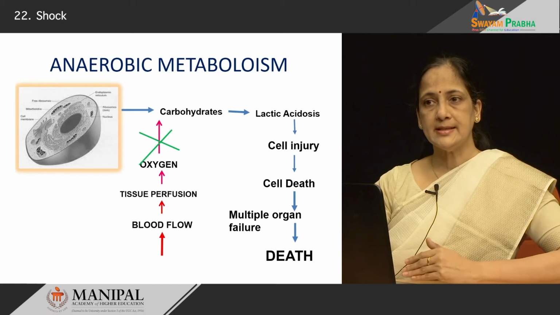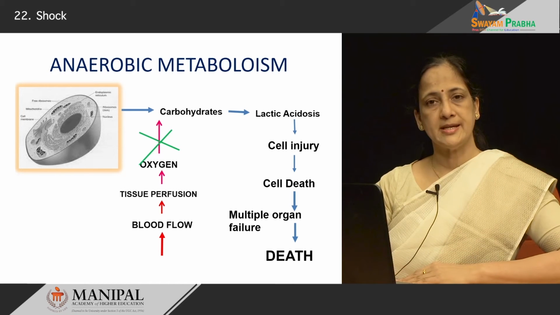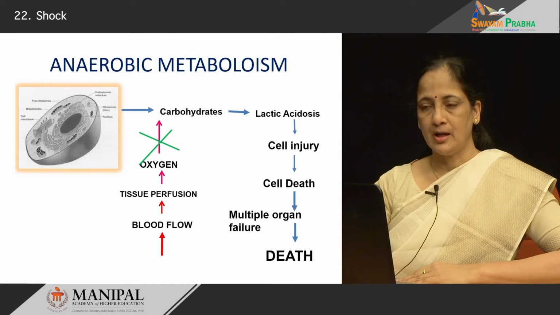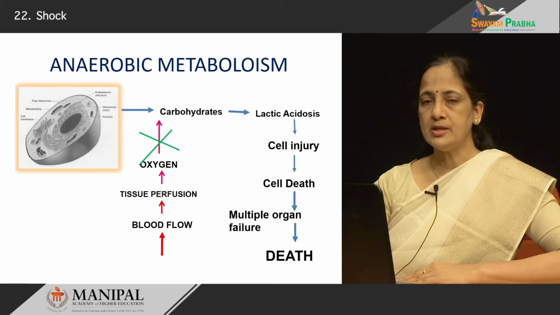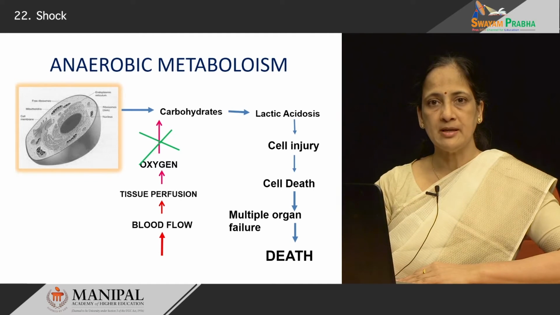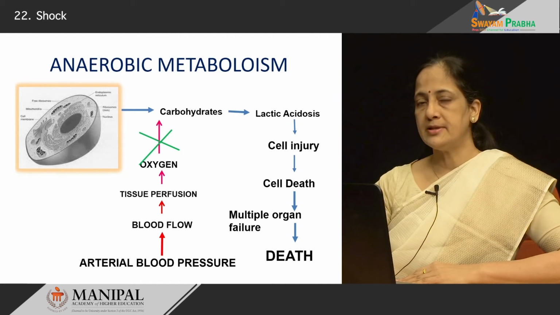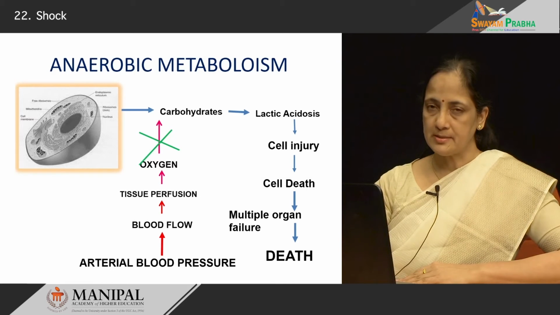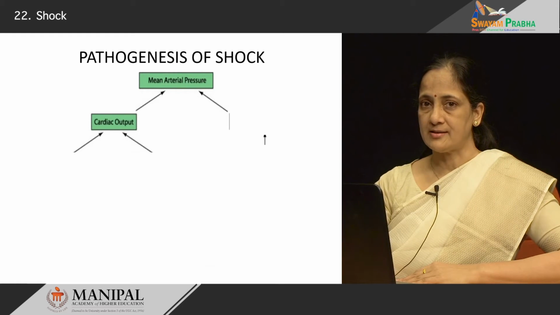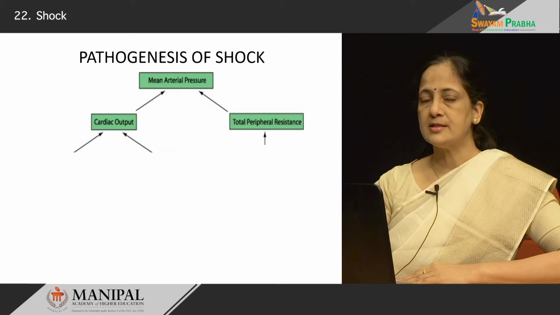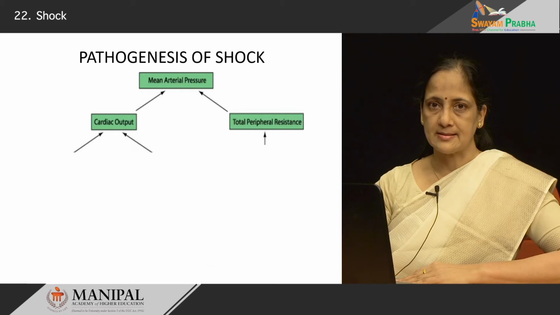Now, let us go on to study a little bit more about the pathogenesis of shock. We talked about blood flow being important to ensure tissue perfusion and oxygen supply. What is important to maintain this blood flow? It is the arterial blood pressure which determines the blood flow to the tissue. Now, this arterial blood pressure in turn is dependent on two factors. One is the cardiac output. The other is the total peripheral resistance.